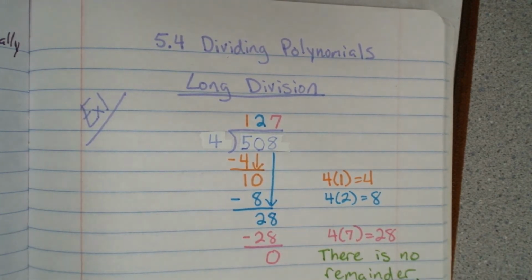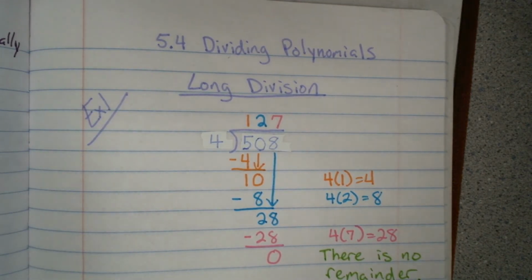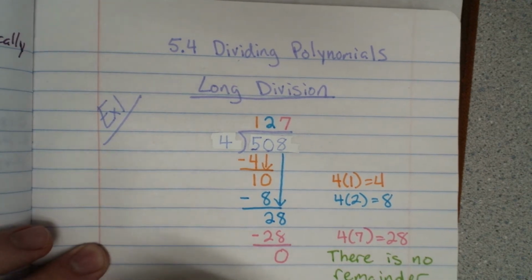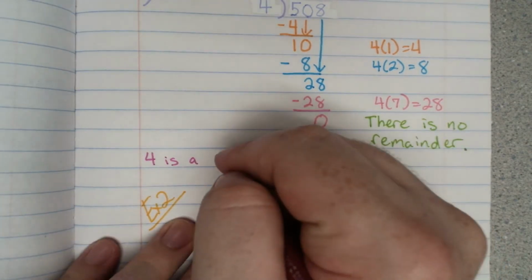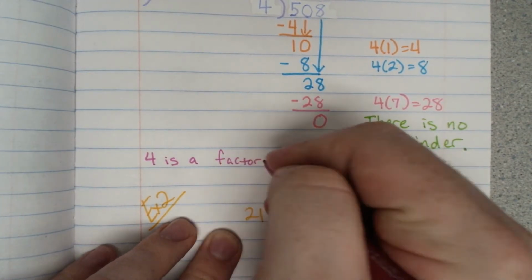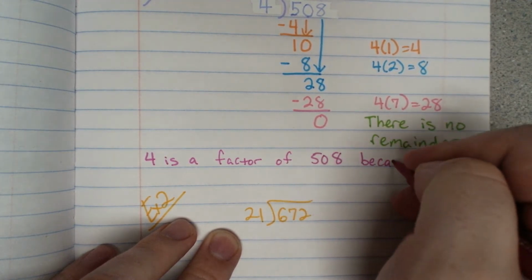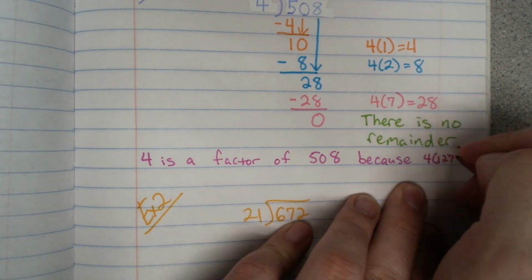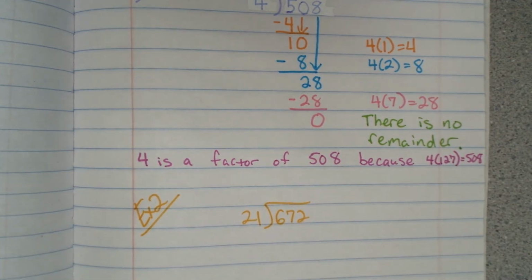So this tells me that, let me switch marker color so it doesn't run too much. This one ought to do. Oh, sorry, you can't see that. 4 is a factor of 508 because 4 multiplied by 127 equals 508. It goes into 508 127 times.